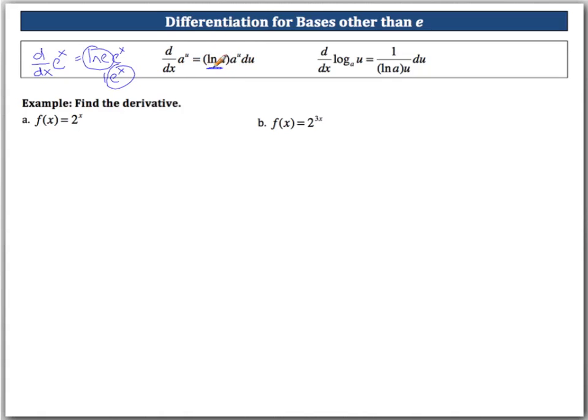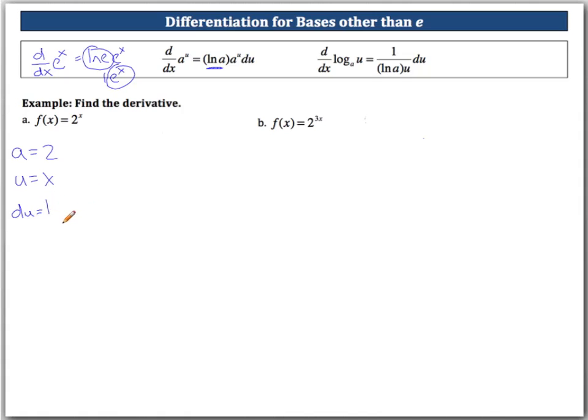So now we just have to remember to put the natural log of a multiplied by a to the u power. Okay, let's give that a try here with these two examples. So in these examples, we do want to determine what a is, and this is our base. So here the base is 2. And then for u, we're still going to let u be the exponent. So here u is x, and then du is just going to be 1.